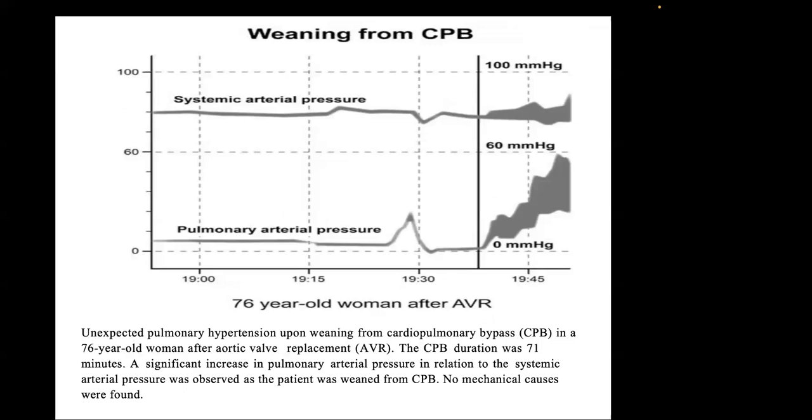Weaning from CPB: this is a case of unexpected pulmonary hypertension upon weaning from cardiopulmonary bypass in a 76-year-old woman after aortic valve replacement. The CPB duration was 71 minutes. A significantly increased pulmonary artery pressure in relation to the systemic arterial pressure was observed as the patient was weaned from CPB. No mechanical cause was found.